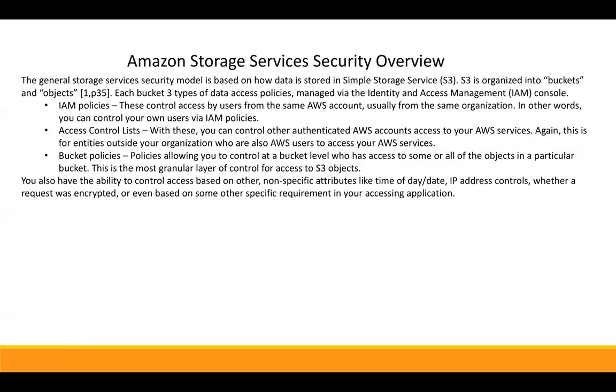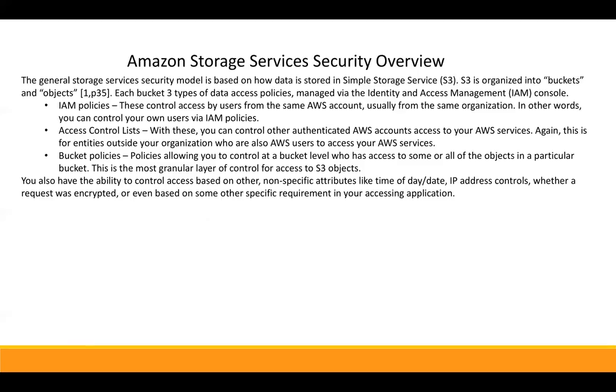Access control lists: with these you can control other authenticated AWS accounts' access to your AWS service. Again, this is for entities outside your organization who are also AWS users to access your AWS service. Bucket policies: policies allowing you to control at a bucket level who has access to some or all of the objects in a particular bucket. This is the most granular layer of control for access to S3 objects.